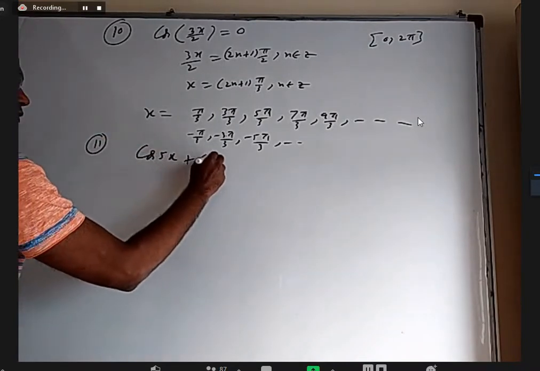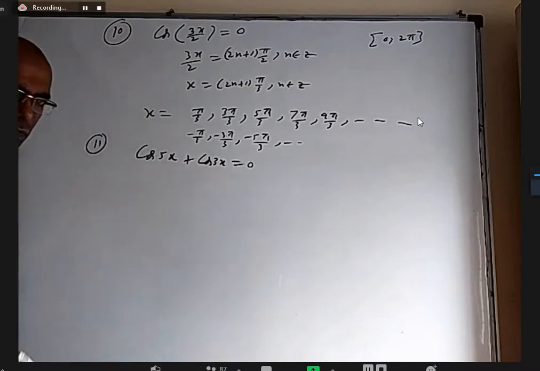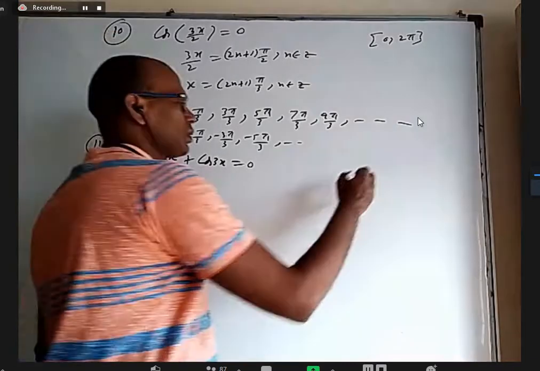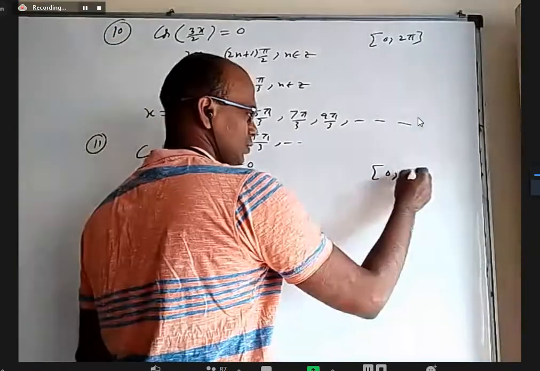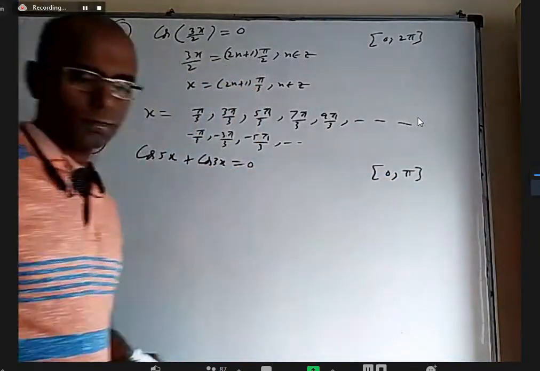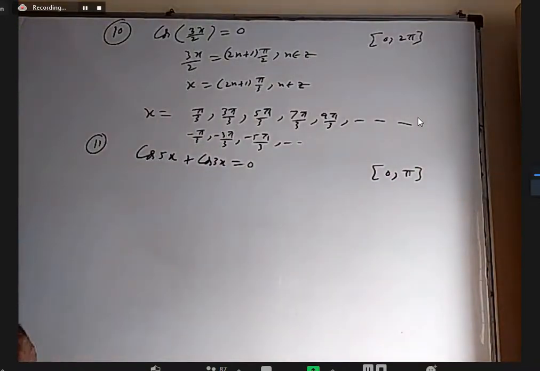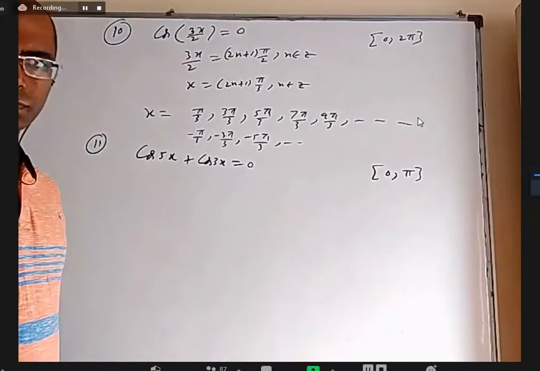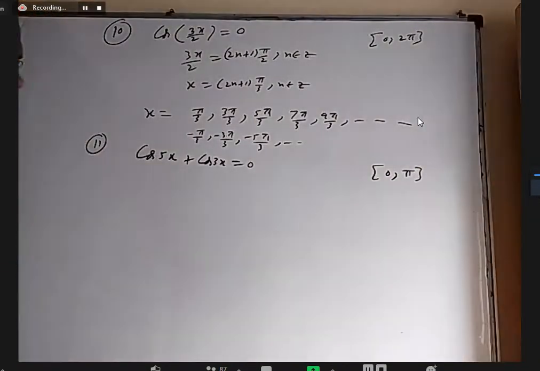Cos 5x plus cos 3x equal to 0. I want the general solution and I also want the number of solutions in 0 to pi. Two things I want. Okay, please try.